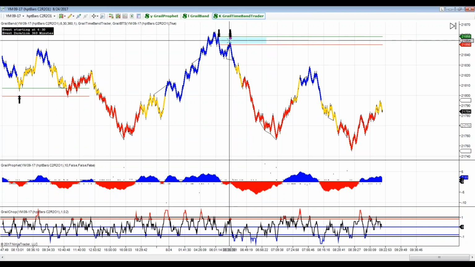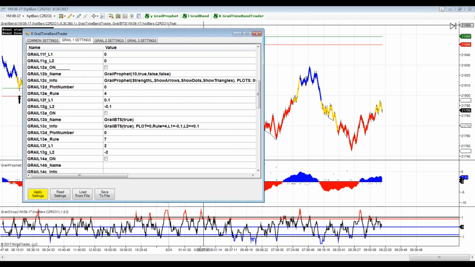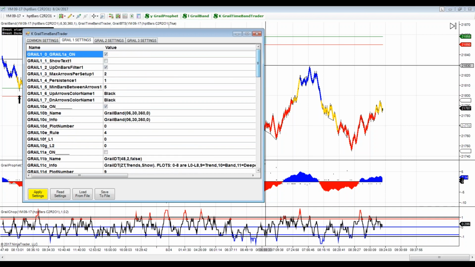It's got to go above the band or below the band using filters. So you can leave those trade settings alone. You don't even have to mess with them, okay? All you need to do is go to Grail 1 and deselect the BTS as your filter. And therefore, it's not running any filter. It's just using the OP time band that you created.